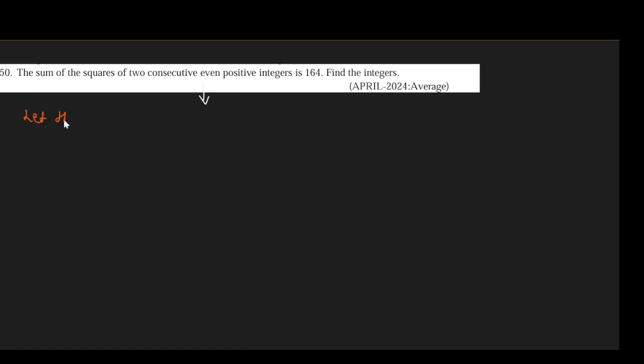Let the two consecutive even positive integers be x comma x plus 2. For both even and odd, you can assume like this. In case they ask three consecutive even positive integers, here only two, so then you have to take x comma x plus 2 comma x plus 4. But here they are asking only two numbers, so x is the first number, x plus 2 is the second number.